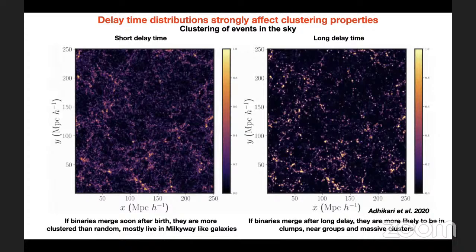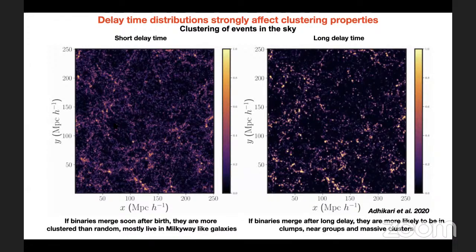So essentially, to summarize this part of the talk, the underlying delay time distributions strongly affect the properties of the host galaxies, their stellar mass distributions, their star formation rate distributions, and even the clustering of the events in the sky.